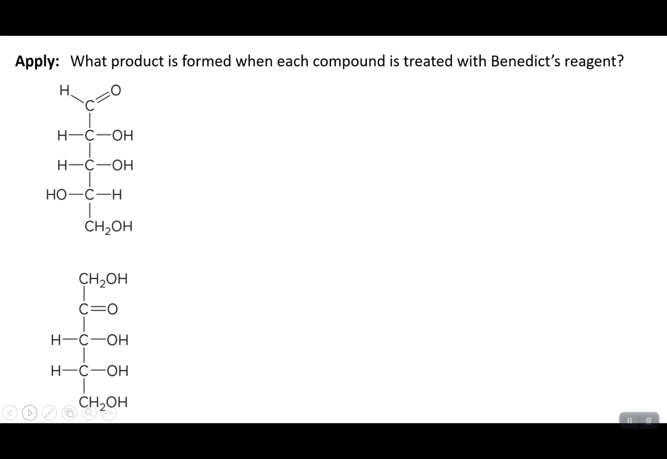All right, so what product is formed when each compound is treated with Benedict's reagent? The first thing to recognize here is that this is just an oxidizing agent. So that means that if we have an aldehyde, we can turn that aldehyde into a carboxylic acid. So in the first example here, I do see that I have an aldehyde. So all that means is this aldehyde will be converted to a carboxylic acid. And then the rest, so I have 1, 2, 3, 4, and 5.